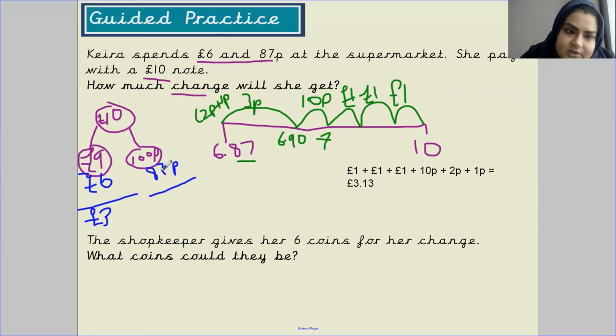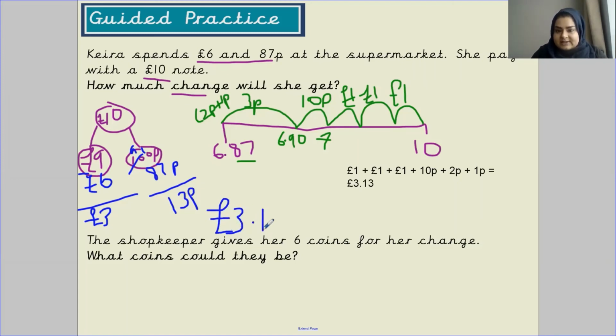I can't do 0 take away 7, so I'm going to borrow and carry 1 over. So that becomes 9. 10 take away 7 is 3. And then 9 take away 8 is 1. So that is 13p. So, sorry, £3 and 13p. Okay, so I made a mistake by saying £13. It's actually £3 13p. Now, let's go on to question number 2.